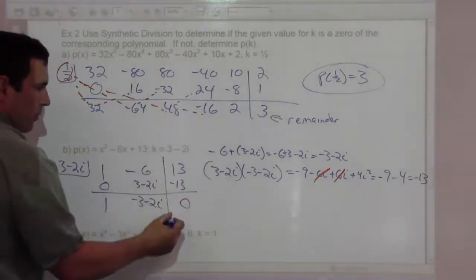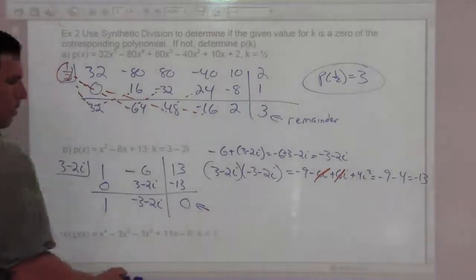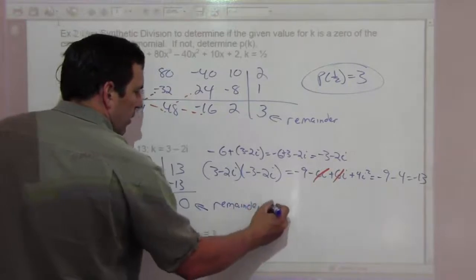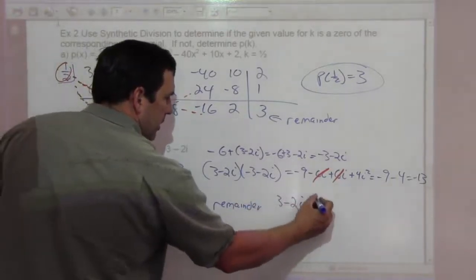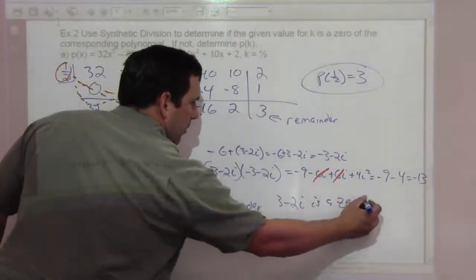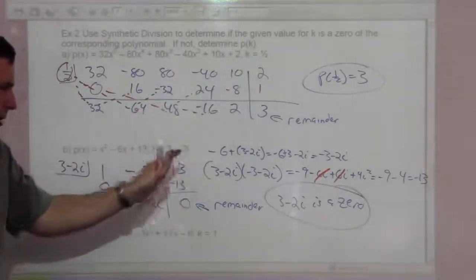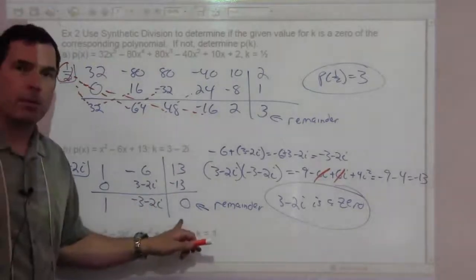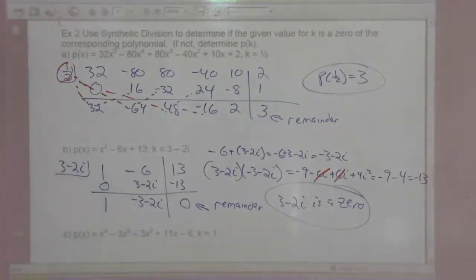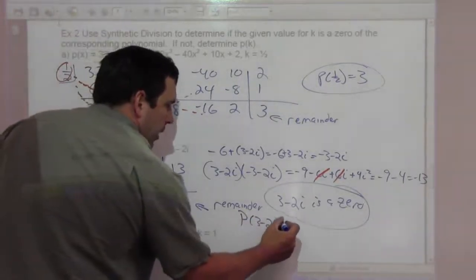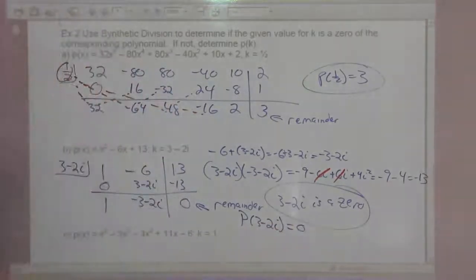Add that up, we get 0. So that's our remainder. The remainder is 0 here. So 3 minus 2i is a 0. Oh, and it's pretty standard to put a vertical line at the last column to designate your remainder. And p of 3 minus 2i equals 0, if you want to see that. Okay, I'm going to go on to c, so pause if you need to.